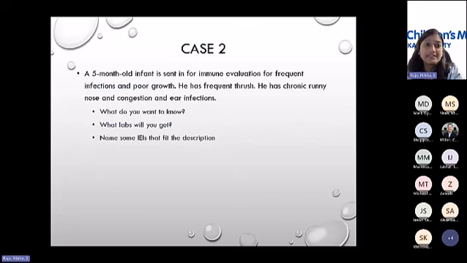All right, second case. A 5-month-old is sent in for immune evaluation for recurrent infections, poor growth, has frequent thrush, chronic runny nose, congestion, ear infections. What do you want to know? What labs would you get? Name some IEIs that fit the description.